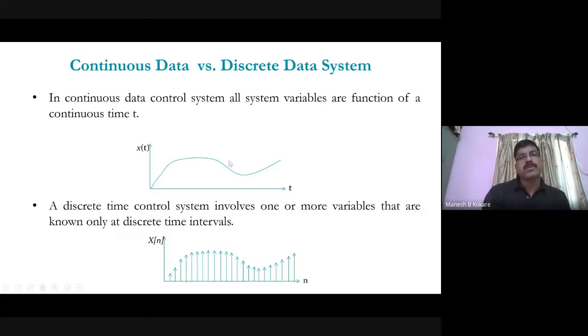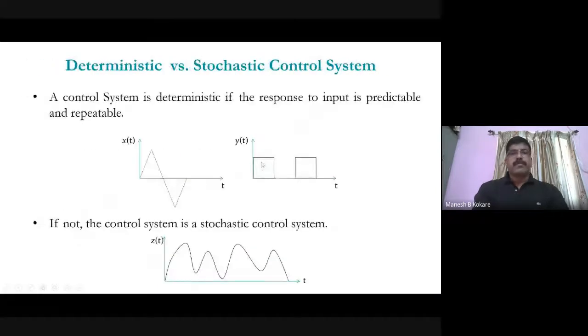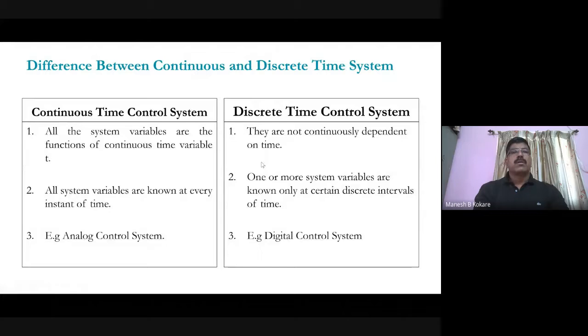So this kind of system is called a continuous control system, and if the parameters are discrete in nature, then that is called a discrete control system, and so on. I hope you have understood the difference between the continuous control system and discrete control system. Then you can see the difference between the continuous time and discrete time control system.